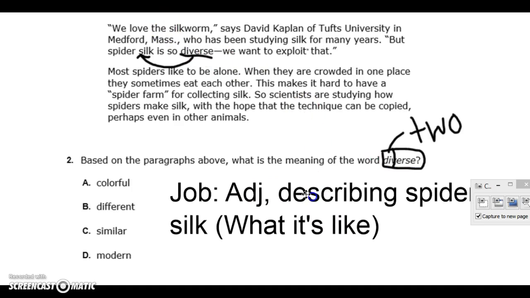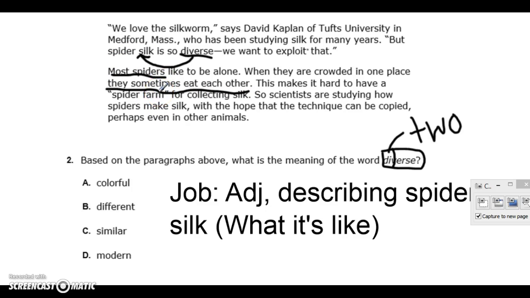Okay, now I'm going to do the hardest part, which is trying to figure out the definition of diverse. There's actually not a ton of context here for me to work with, except in the second paragraph, it says that most spiders like to be alone. When they are crowded in one place, they sometimes eat each other. This sort of connects to the different types of spiders and how they don't always get along.